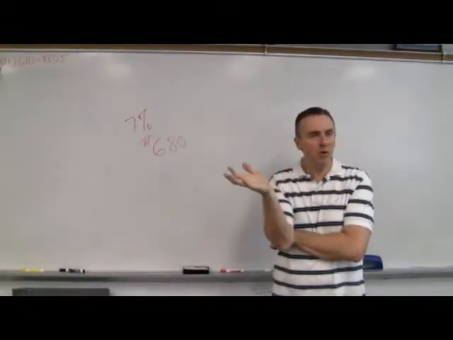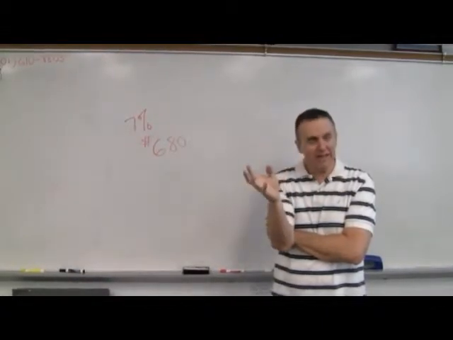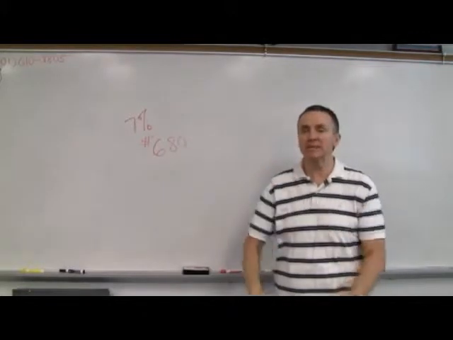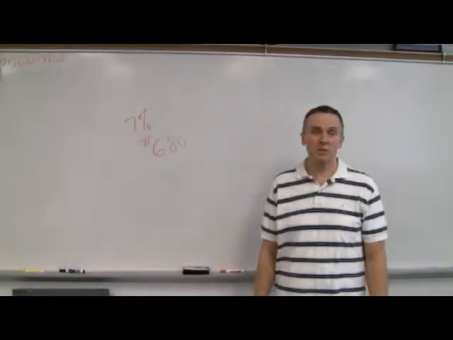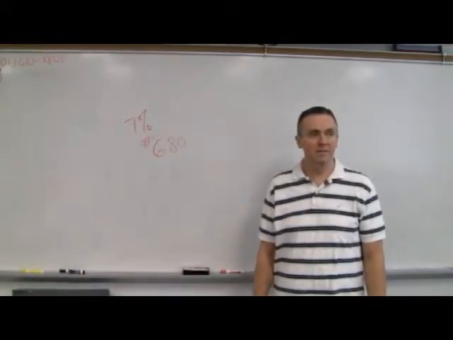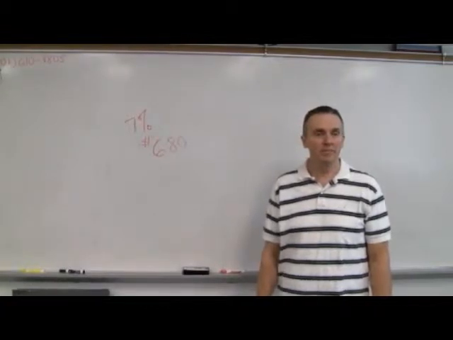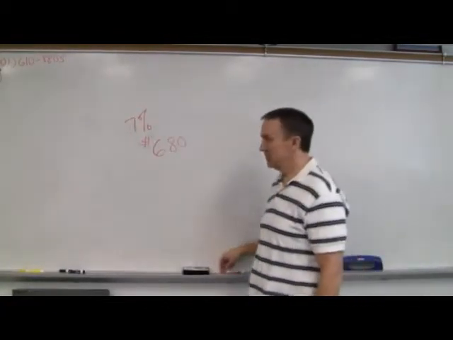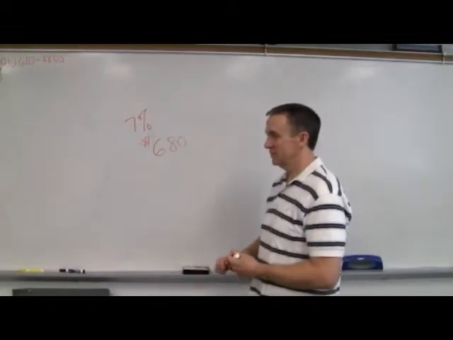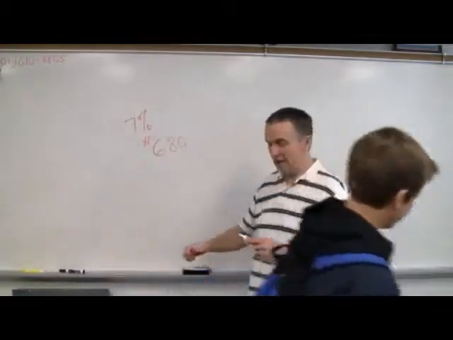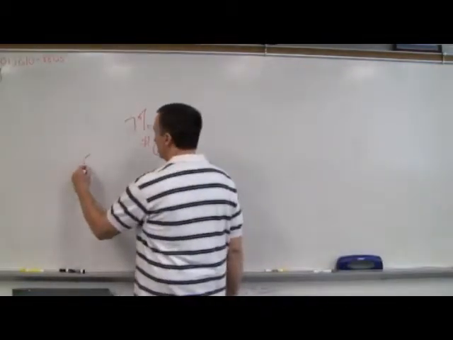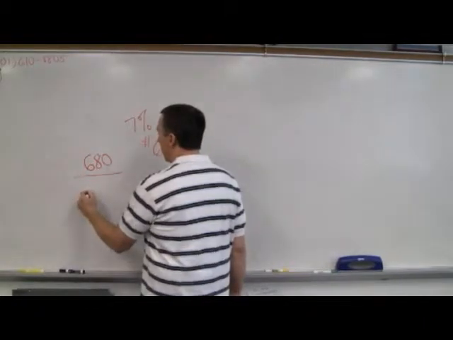Now, simple question, sounds really easy. In order to get the answer, you've got to set it up right. What's the setup? What are we solving for? Base. It's portion divided by rate. So the rate is 7% and the portion is $680, divided by 0.07.